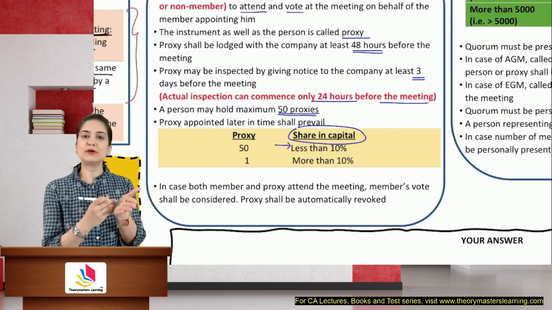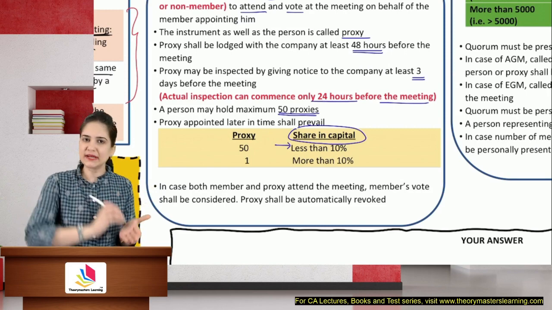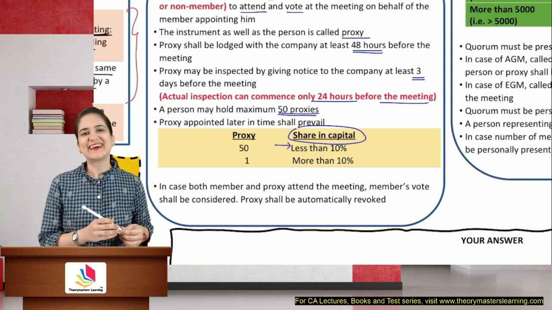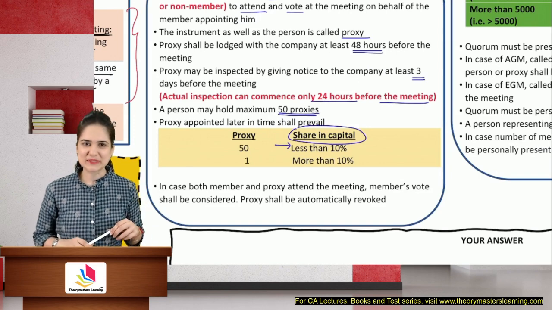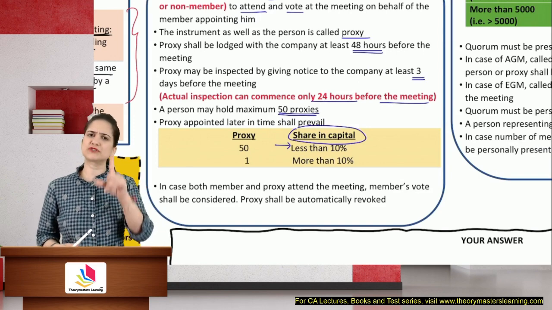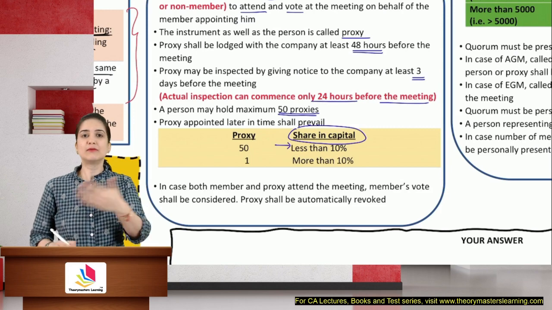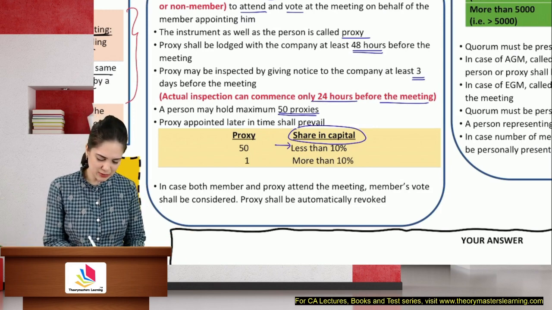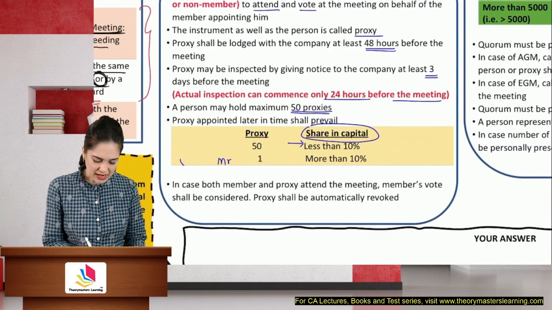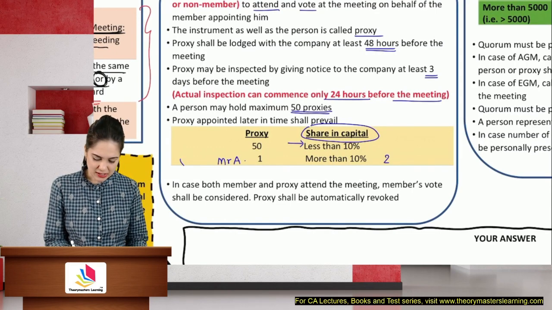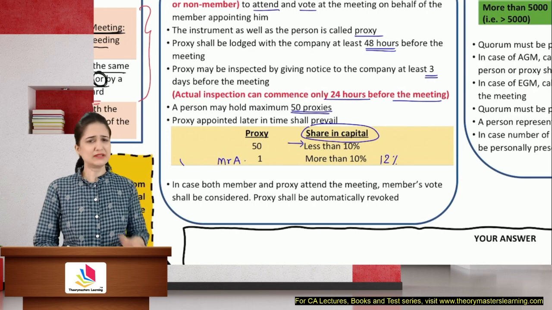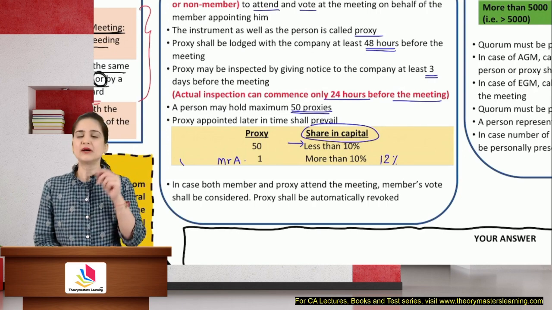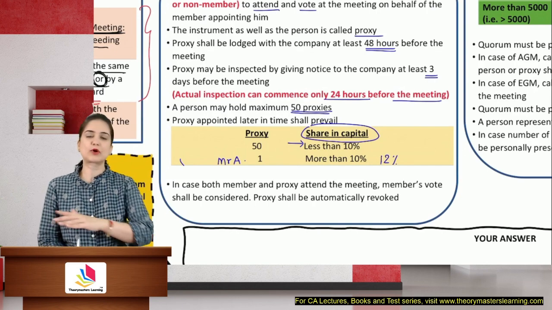So you can hold a maximum of 50 proxies, provided when you add their share in the share capital, it does not exceed 10%. But what if we are holding proxy of just one person and his share in the company is more than 10%? Then you cannot hold the proxy of any other person. So let's say we are holding the proxy of Mr. A, and his share in the company is, let's say, 12%. Then we can hold his proxy even though it is exceeding 10%, but we will not hold proxy of any other person.